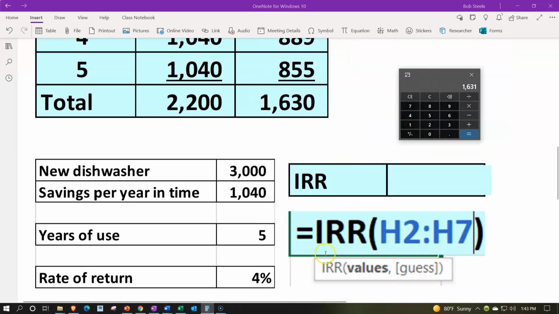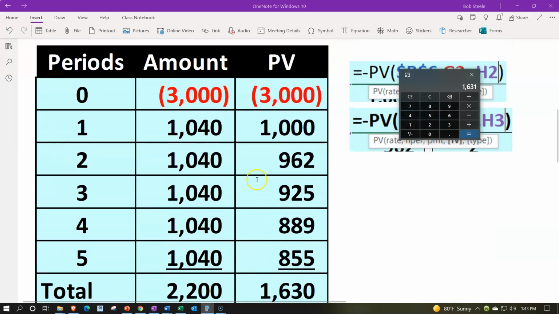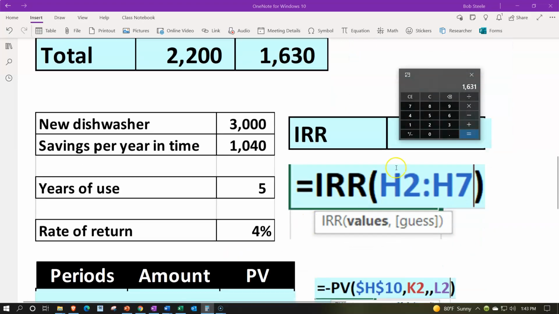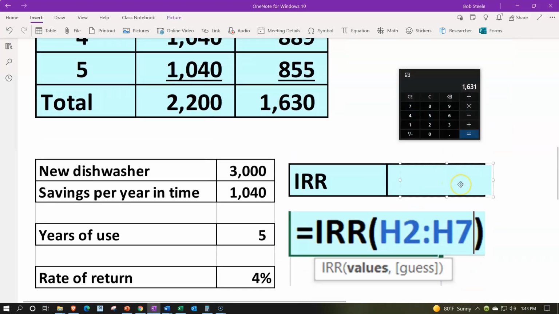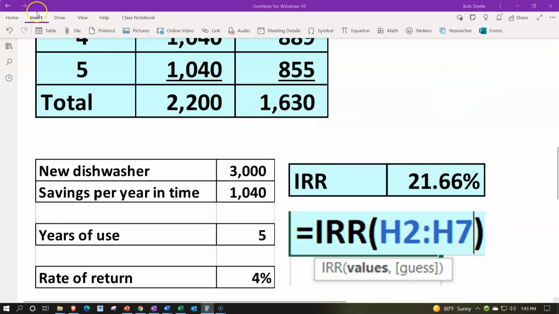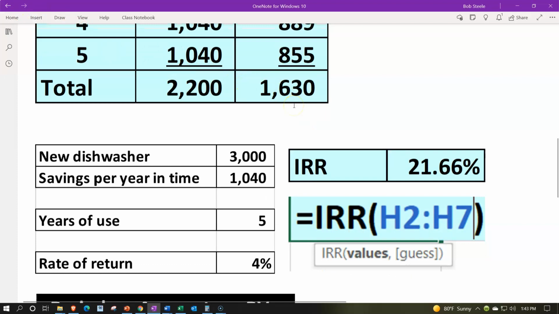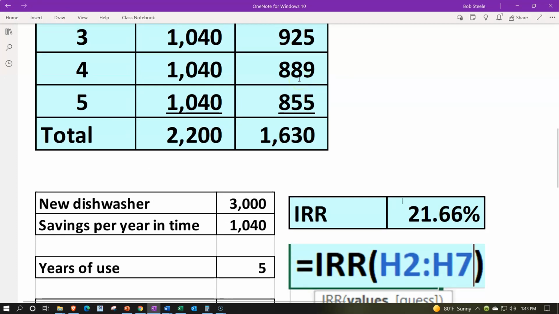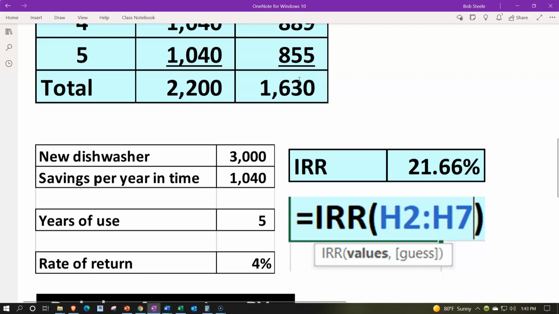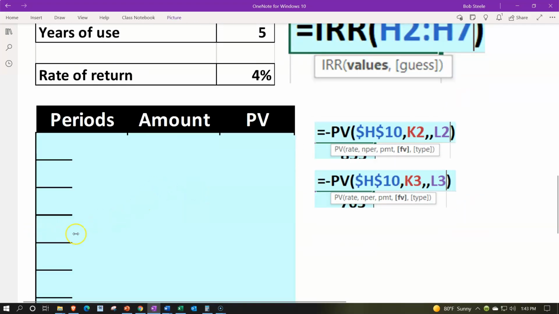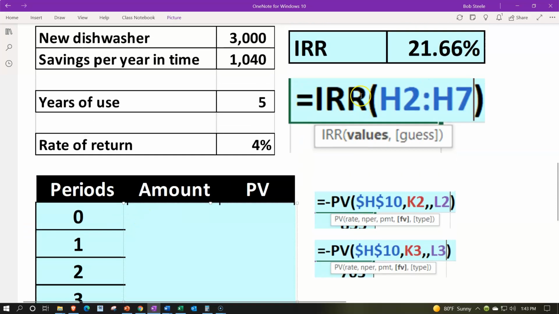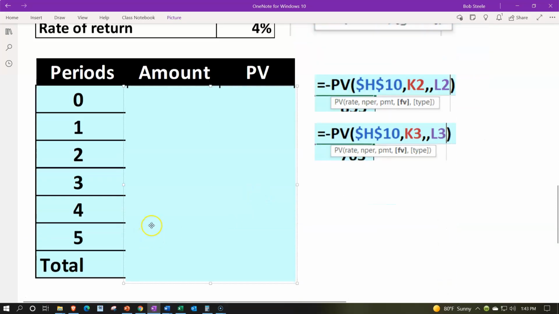In essence, you just say equals IRR and then bracket it up and do that calculation similar to the sum function, from the 3,000 down through the 1,040s. And that will then give you, in this case, the 21.66%, which would be basically the rate of return that we're calculating or assuming based on this flow of inflows and outflows. And we can prove that by doing this same calculation here that we did, but using this 21.66%, resulting in an end result of 0 at the end of this whole thing.